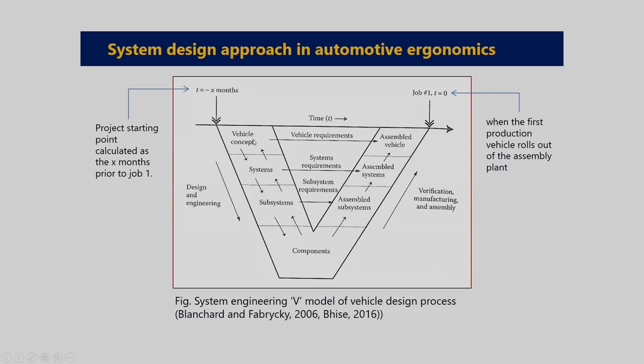So, there are actually three levels. First level we can consider this way, the vehicle requirements. So, what is the vehicle concept and how will be the actual fully developed vehicle. Then, what are the system requirements and how we are developing the assembled system. Subsystem requirements, based on the subsystem requirements, we are assembling the subsystem, and these are the components. So, in this way, in the automotive design process, as described by this system design V model, we start from the vehicle concept, and step by step it proceeds this way, and finally, the assembled vehicle gets ready and it comes out from the factory.